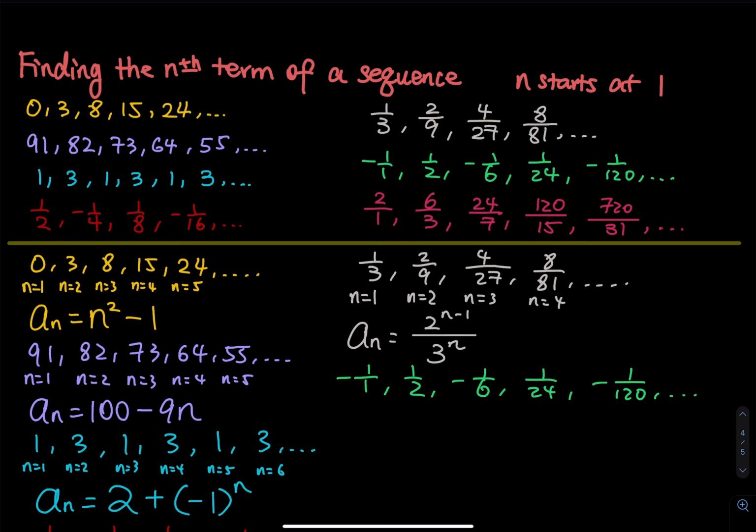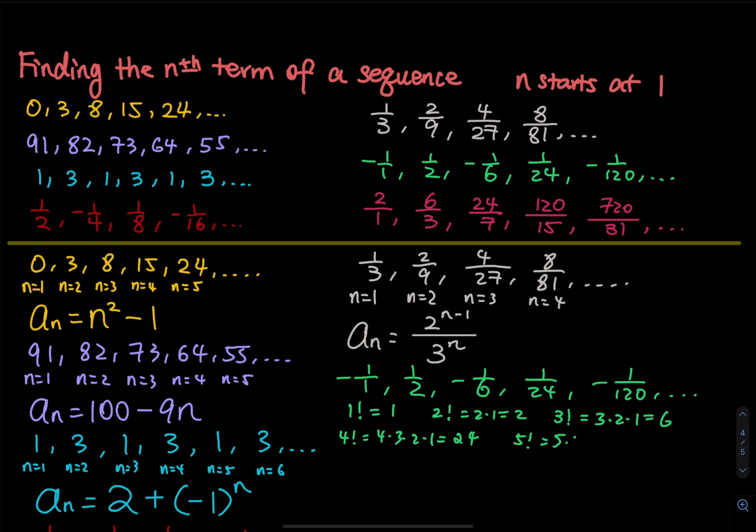Okay. Now, what do you see in the denominator? N times a certain number is not going to work. N raised to a certain number is not going to work. When I see 1, 2, 6, 24, and 120, this is what I am thinking. 1 factorial is 1. 2 factorial, 2 times 1 equals 2. 3 factorial is 3 times 2 times 1 equals 6. And then 4 factorial is 4, 3, 2, 1 equals 24. And then 5 factorial, 5, 4, 3, 2, 1, that is 120.